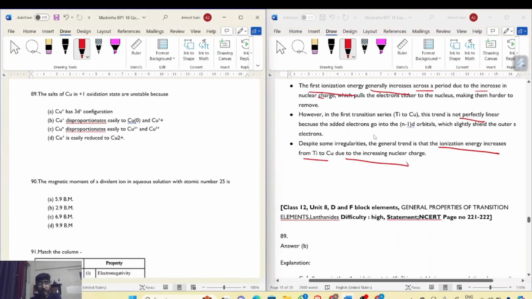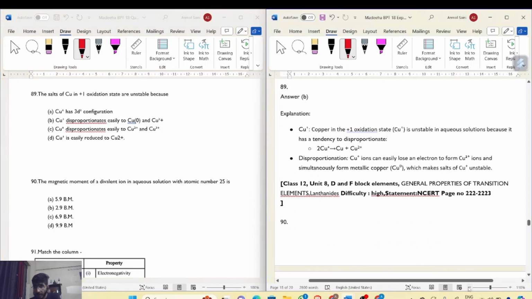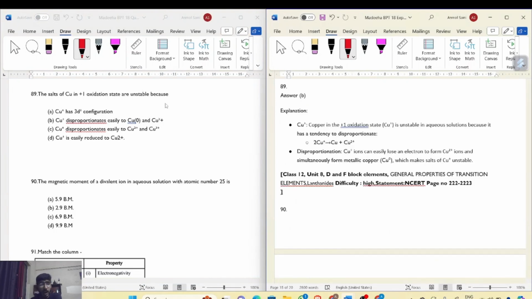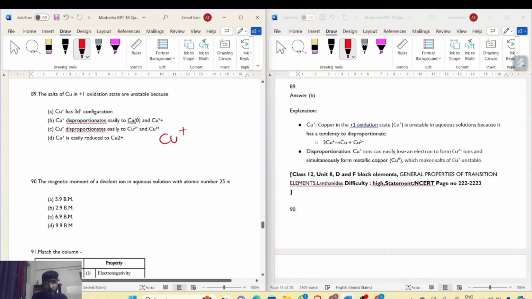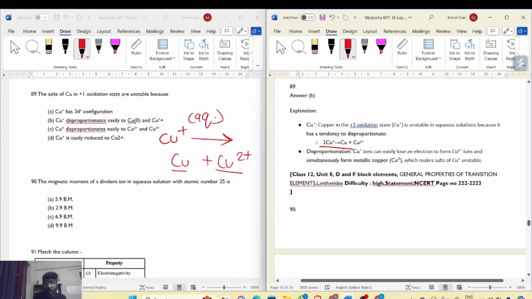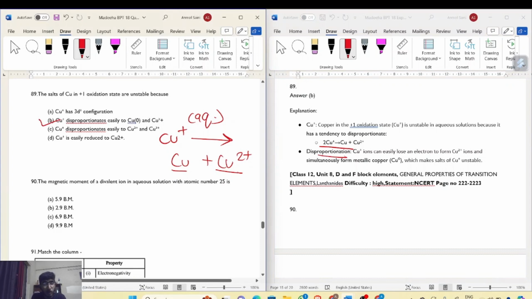Now question number 89. The salts of Cu in plus 1 oxidation state are unstable because, okay, so we know that copper in plus 1 oxidation state is unstable. Why is it unstable? Because it shows a disproportionation reaction and it forms Cu and Cu2 plus. In aqueous form, it disproportionates into copper solid and Cu2 plus ion. And the reaction is given here. This reaction is known as a disproportionation reaction. So the correct answer is option number B. Cu plus disproportionates easily to Cu0 and Cu2 plus ion.